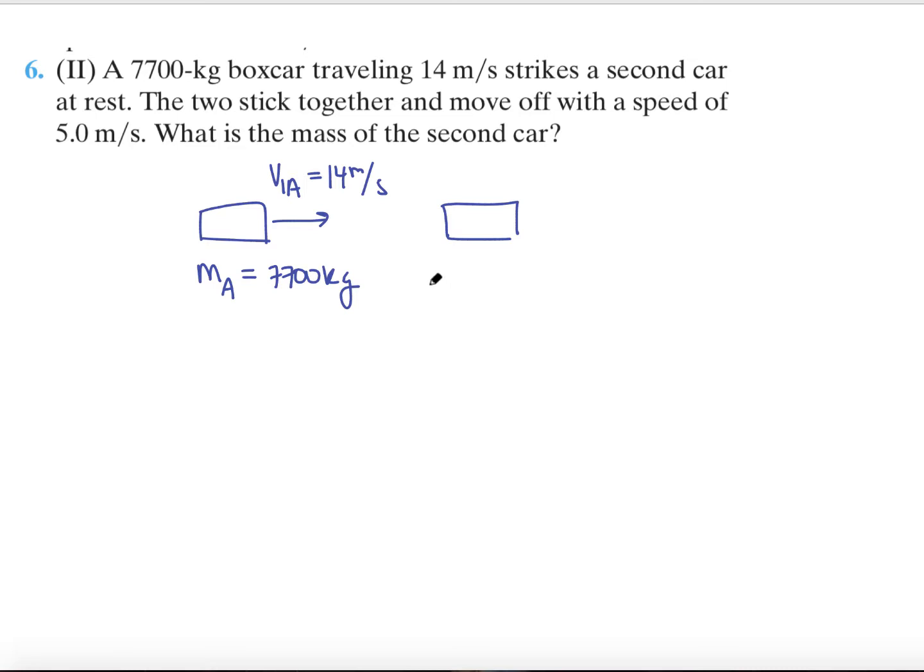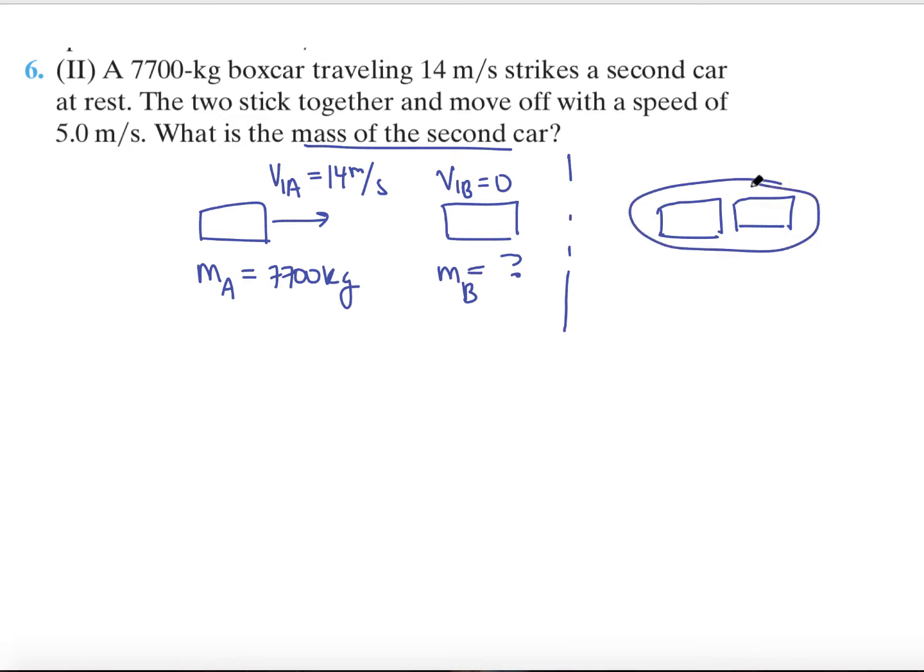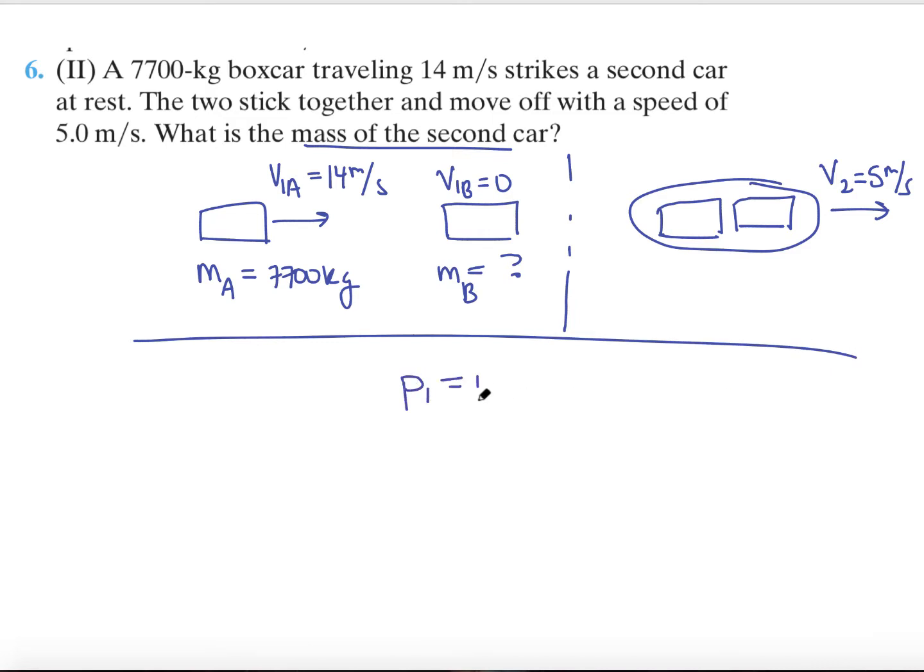So we're assuming that this is a car that we don't know the mass of, because it's asking us for that. So we don't know this mass. So we're going to say mass B is unknown. But we do know that V1B is equal to 0. Then, after these things collide, they move together with a speed of 5 meters per second. So together, they move off with a final speed of 5. The question is, what is this mass? So we just tackle this from a standpoint of conservation of momentum. So P1 is equal to P2.